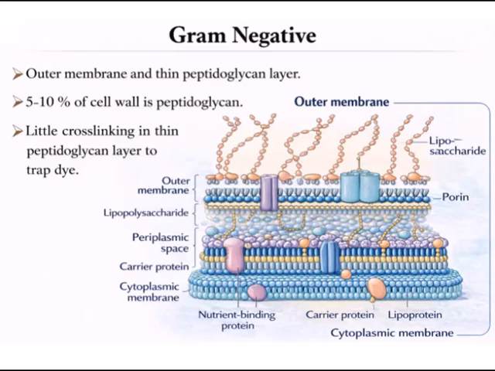The third one is the thin peptidoglycan layer. It accounts for only 5 to 10% of the cell wall, is located in the periplasmic space, has minimal cross-linking, and cannot retain the crystal violet iodine complex.